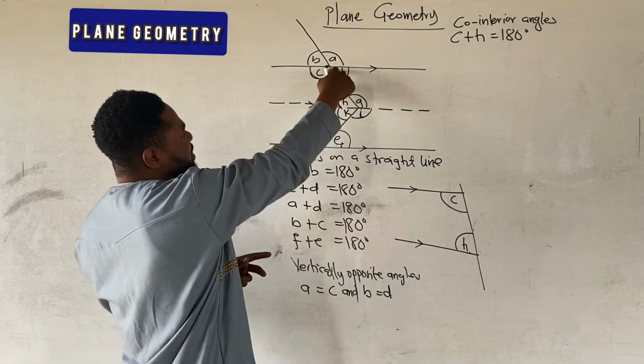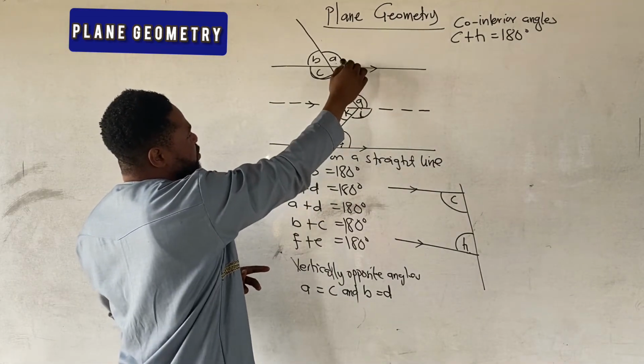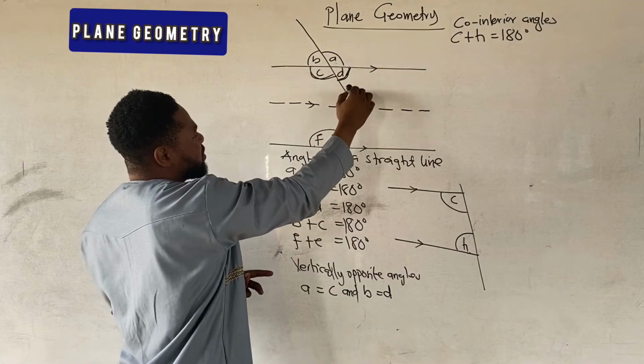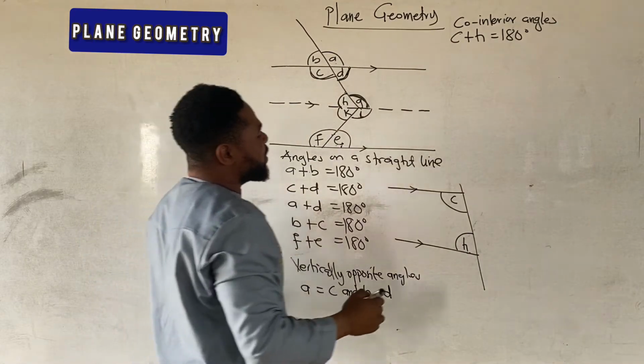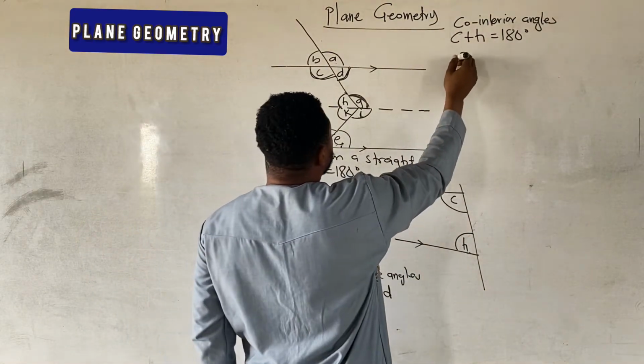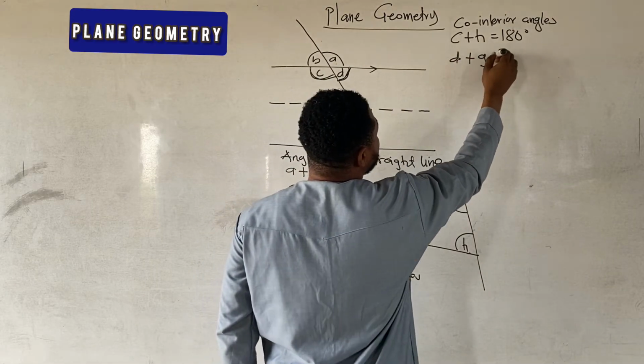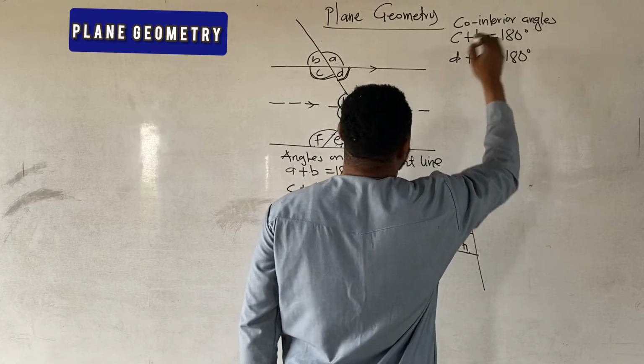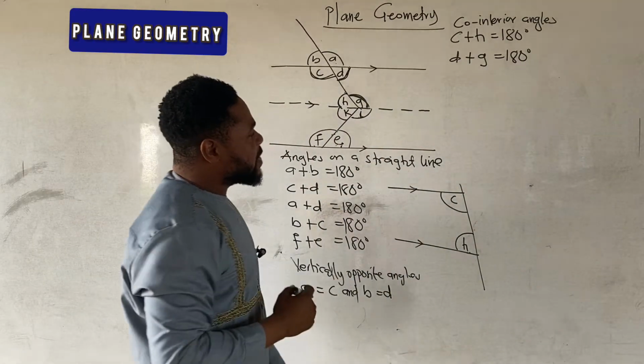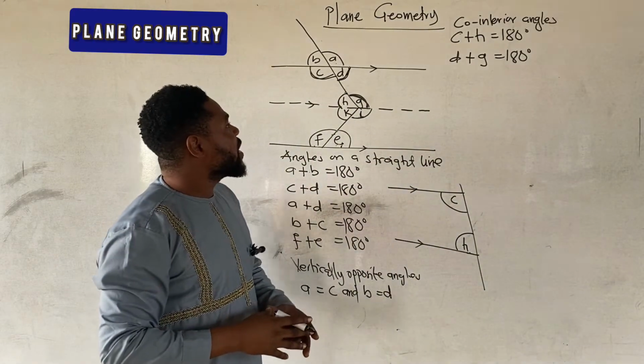Again, the same property, I can see it here between D and what? That is D and G. So I can also say that angle D plus angle G should be equal to 180 degrees, and that is what we call co-interior angles.